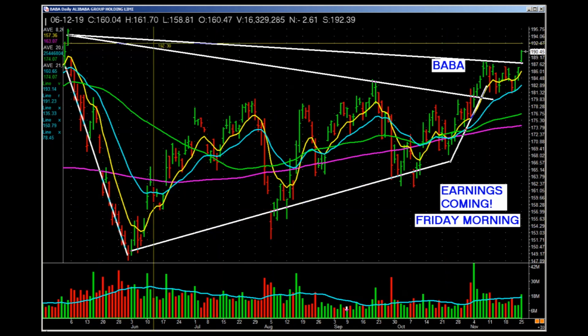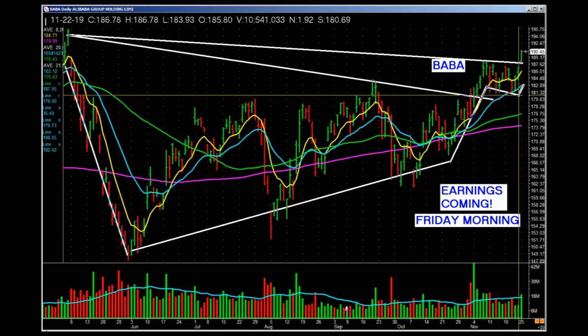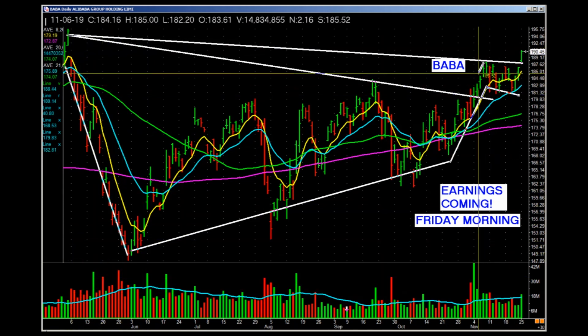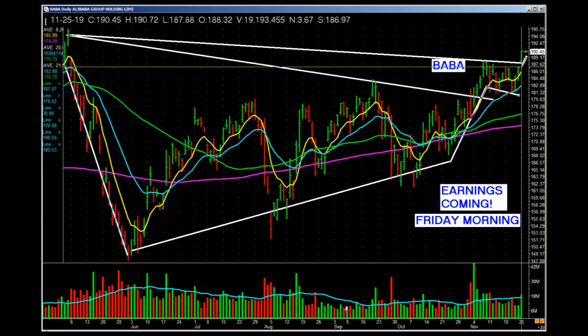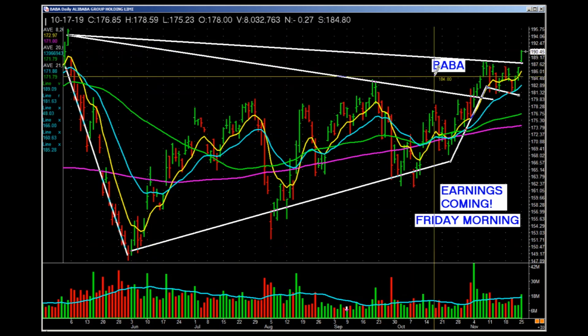And then finally, it forms this little handle. Great big rounded cup, handle, and then finally, what does it do? It explodes through that handle on a big pickup in volume versus these previous bars. That was the trigger. This is the daily chart, all right?